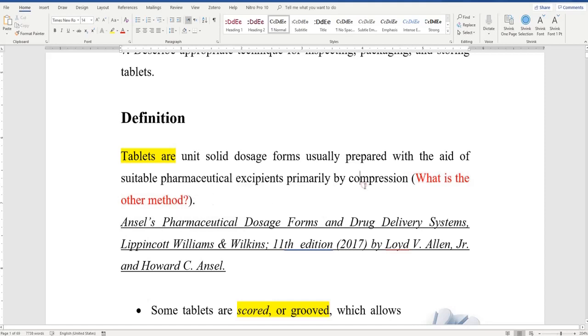Okay, I will answer this. You don't have to do it as a homework, but the other way is molding. That means through the mold. We prepare tablets in molds. So we have molds. With these molds, the tablet will take the shape of the mold. Okay?